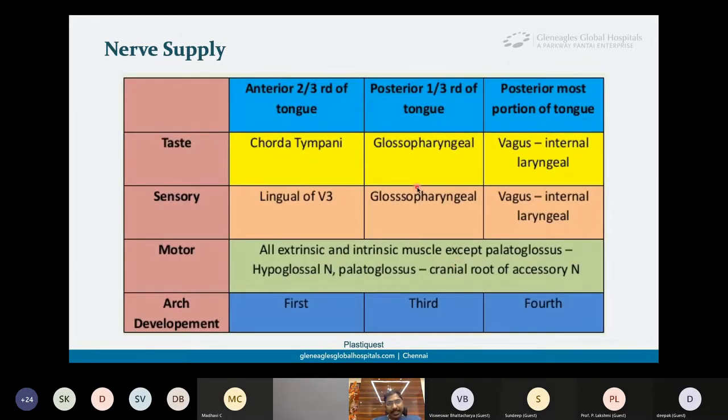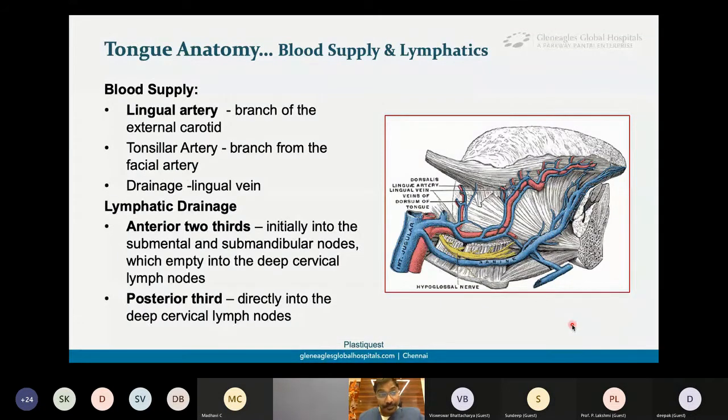So coming to the sensation, only the anterior 2/3 is by the chorda tympani and the posterior 1/3 is glossopharyngeal, for both the taste and general sensation. And general sensation is by the lingual branch of the V3. All the rest are the same. And arch development: the anterior 2/3 is the first arch, the posterior 1/3 is the third arch, and the posterior-most tongue is the fourth arch. So these basic things about the tongue you should know, because they can ask from any of these, especially when you're answering well.